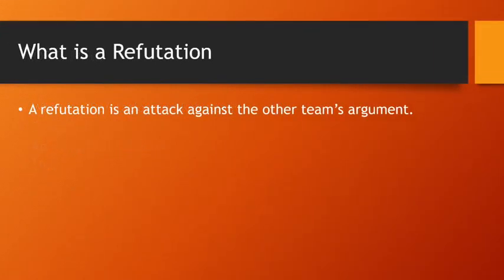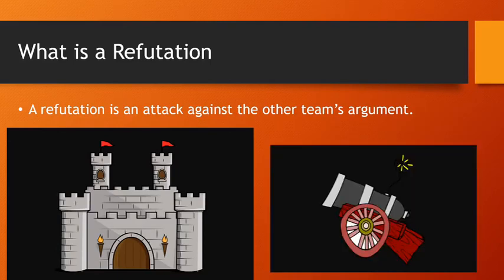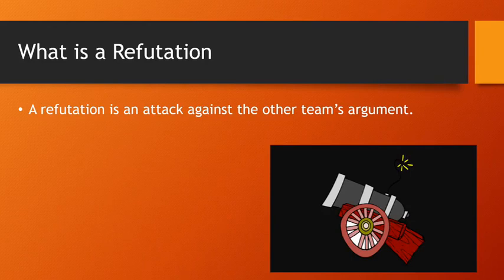In debate, when a team gives an argument, the other team needs to show how that argument is wrong. They do this by creating a refutation. A refutation is an attack against the other team's argument. Think of the argument as a castle. The team that made the argument is building up their argument. The refutation should try to destroy this castle. When you destroy the other team's argument, your refutation now proves how they are wrong and how your side is better.